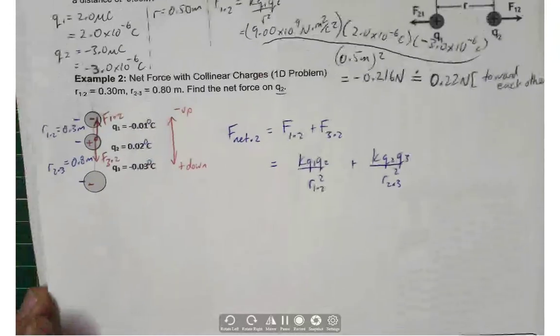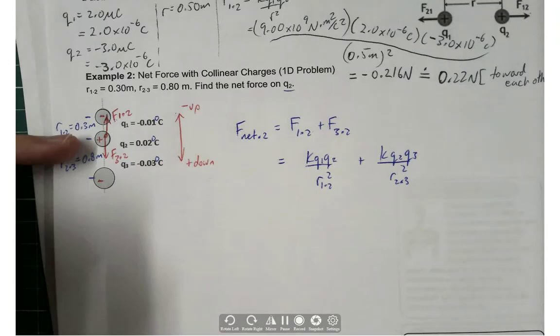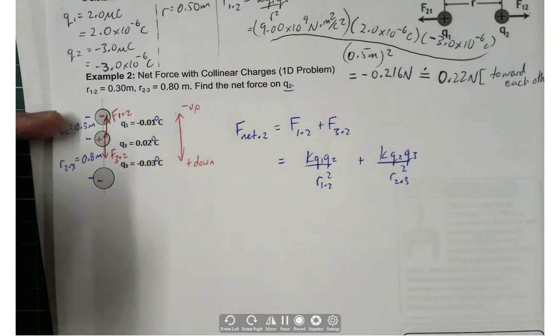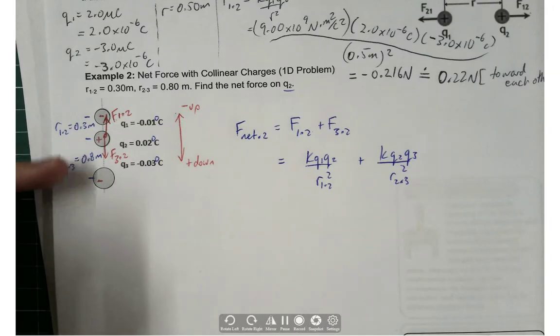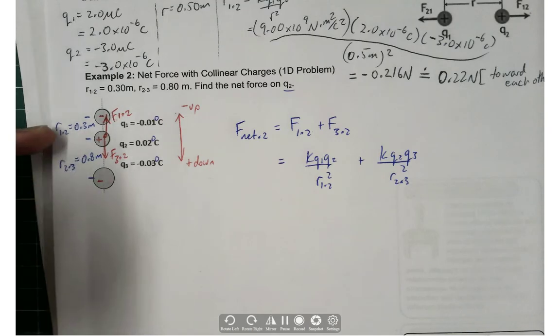All right, let's recap what we've done. I've got a charge 2. Charge 2 is being attracted by charge 1 because charge 1 is negative, charge 2 is positive. I've got charge 2 being attracted to charge 3 because charge 3 is negative and charge 2 is positive. We've labeled out the separation between charge 1 and charge 2, the separation between charge 2 and charge 3.